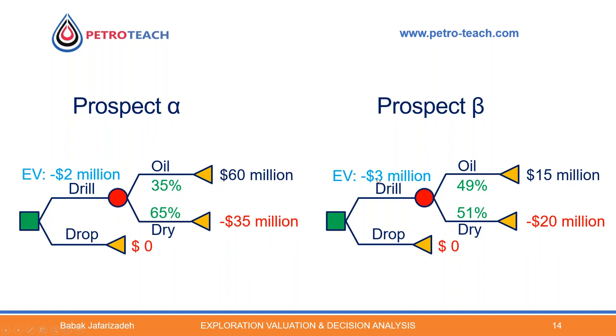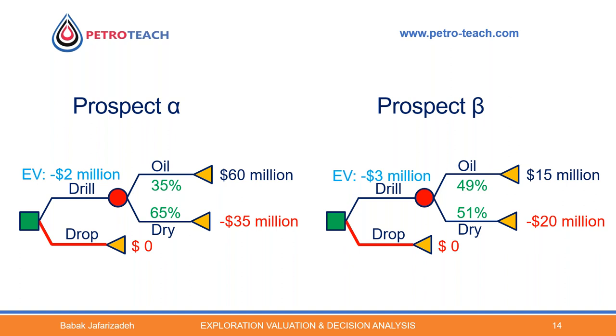What does this say? This says that on average, drilling each of these prospects is not a good idea. We will end up losing money on average in expected terms. So the recommendation is to walk away. Zero is more than a negative number. So the recommendation is to walk away from these prospects.